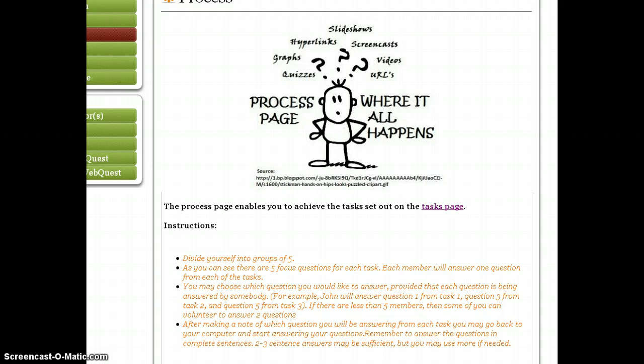After making a note of which questions they will be answering, the students can go back to their computer and start answering the questions. It is wise for them to answer questions in complete sentences of 2 to 3 sentences.